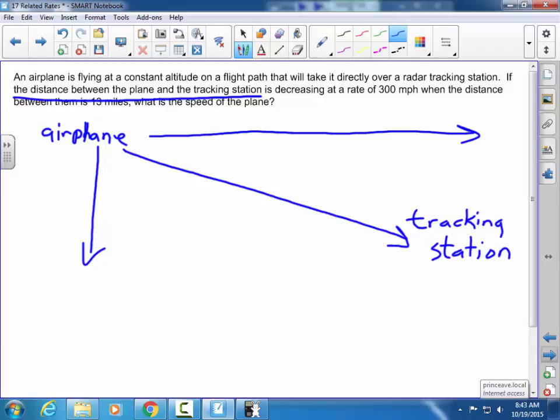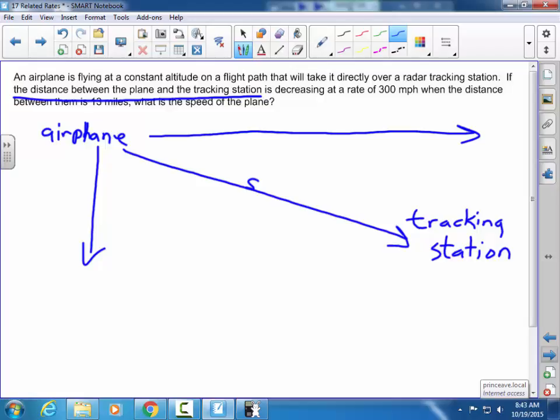If I said, what's the distance between Connor and I, or if I said the distance between Connor and I is 10 feet, what do you think that means? What distance do you think that is? Do you think that's going down to Chase and then over? Do you think that's a straight line there, okay? So the distance between the plane and the tracking station should be this line right here. I'll call it S, okay? Let's call that S.